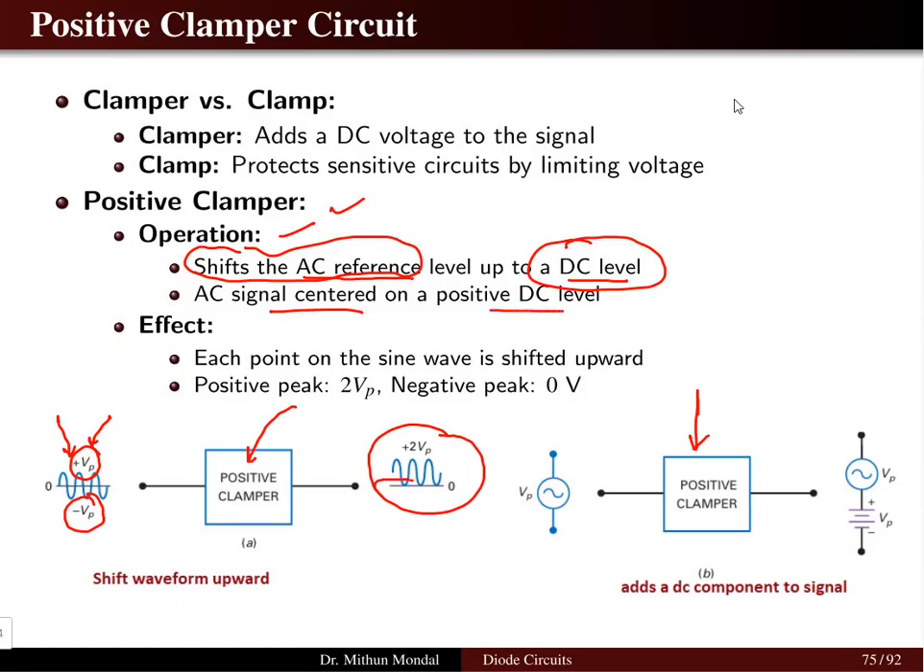It means that you are basically crossing the zero level and getting the maximum voltage as twice the input level voltage. What are the effects? Each point on the sine wave is shifted upward. So we are basically shifting the sine wave upward, and the positive peak is twice the input peak. The negative peak has to be 0 volt. So we require the negative peak here to be 0 volt using the positive clamper circuit.